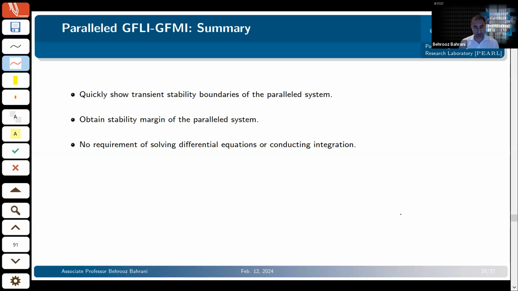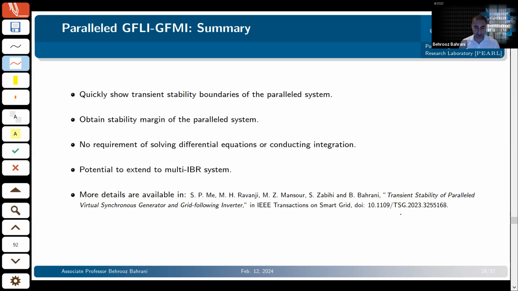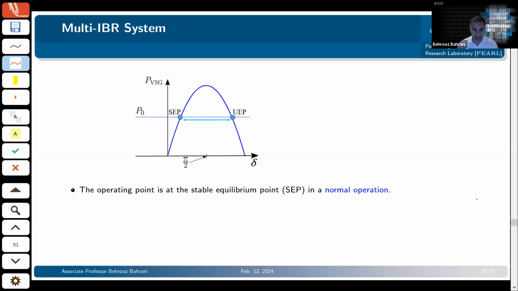If you look at the paper, it's not difficult to come up with this boundary, and it's not difficult to come up with this distance. It makes it easy for the planning or design stage. And there's a potential to extend this to multi-IBR system, and very briefly, I'll talk about that. But if you're interested, the details are in this paper here, transient stability of parallel virtual signal generator and grid following inverter, which will tell you the exact procedure, what you should do to achieve that boundary.